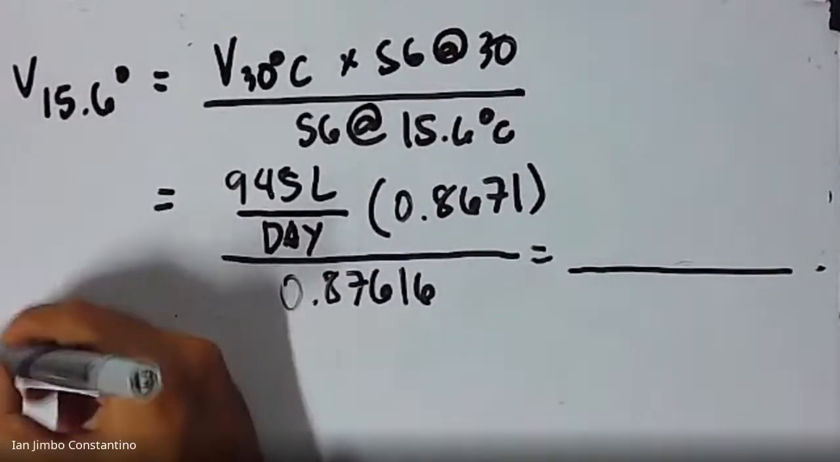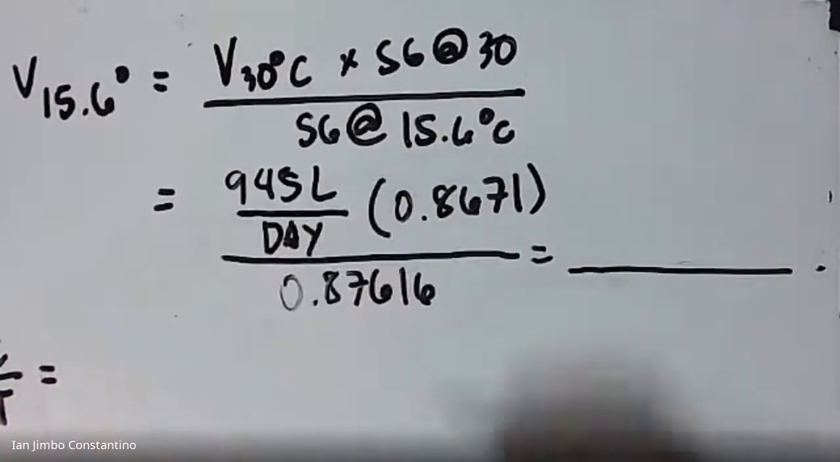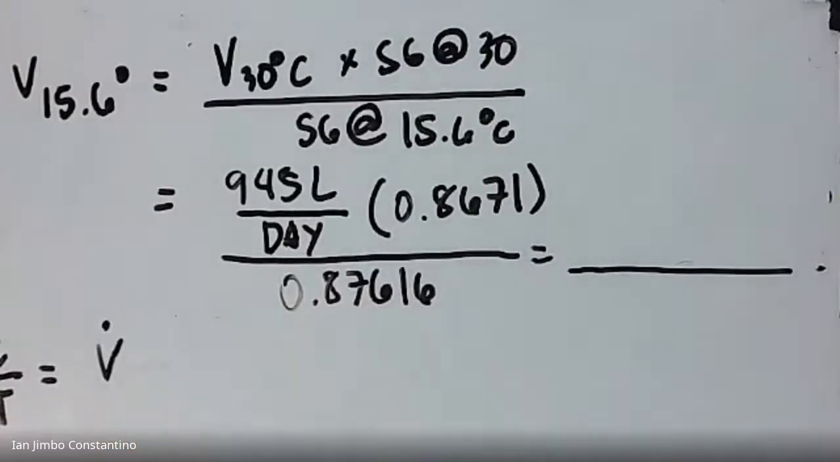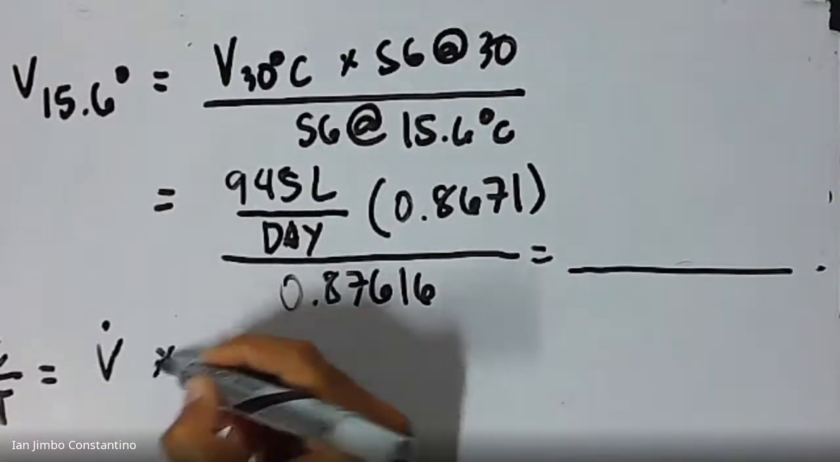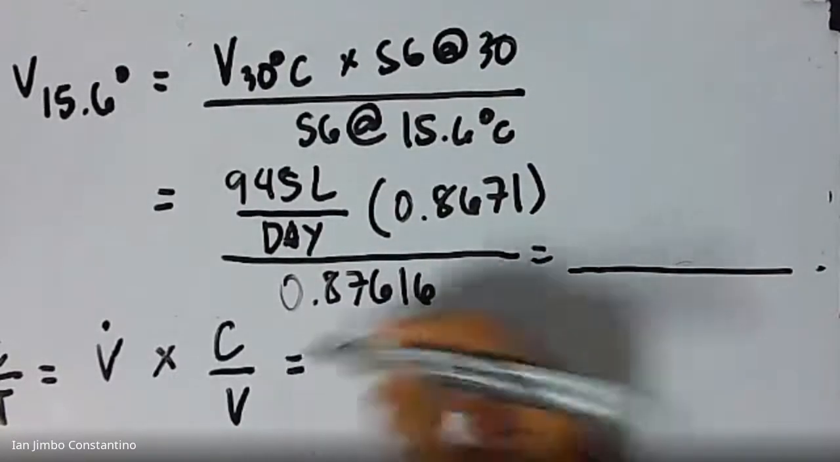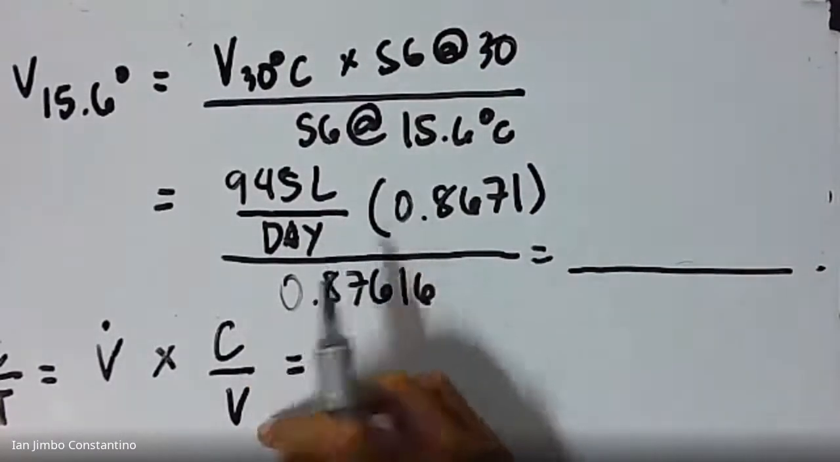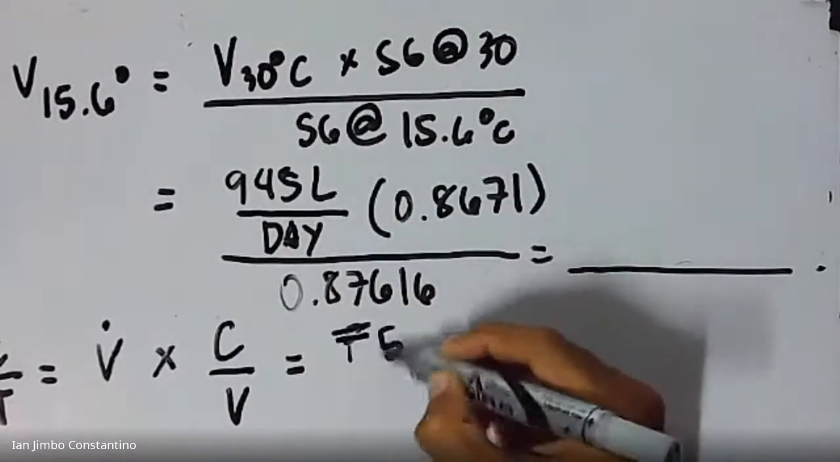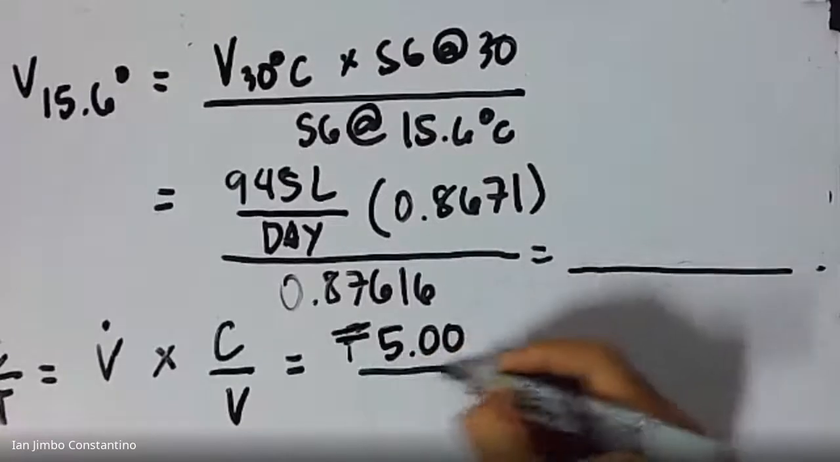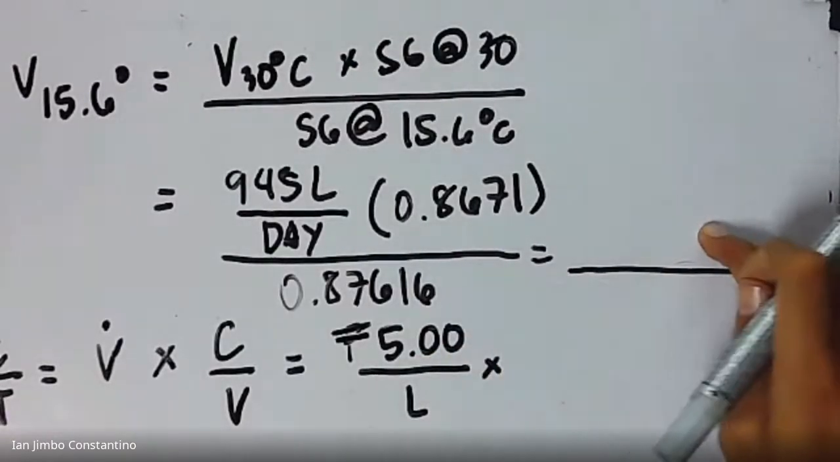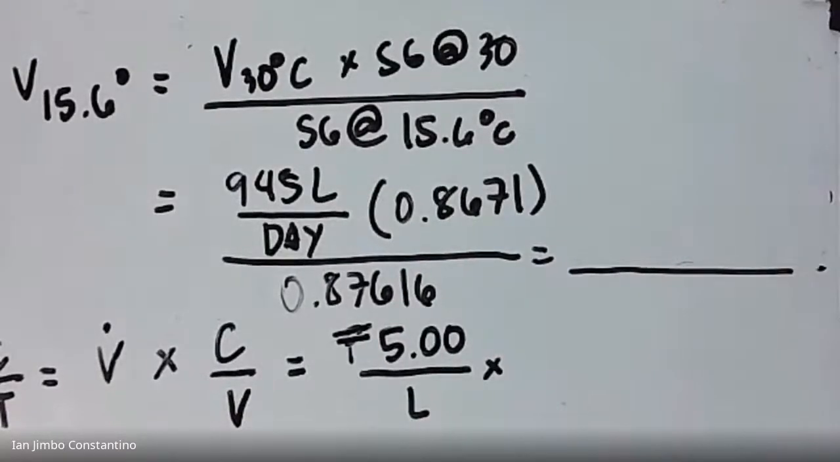So the cost per time will be equal to the volume rate per day multiplied by the cost per volume. Okay. So the cost per volume is 5 pesos per liter. Multiplied by the volume at 15.6 degrees Celsius. So we'll solve that. Again, go back with your calculators.